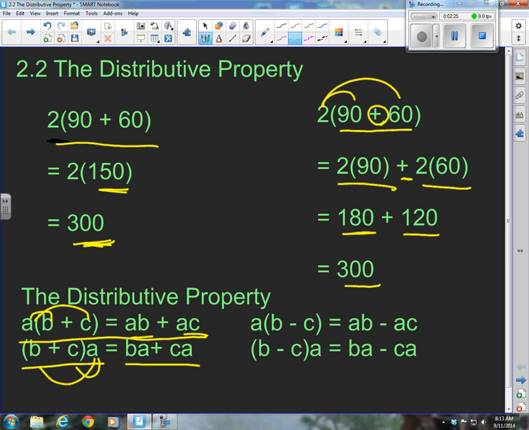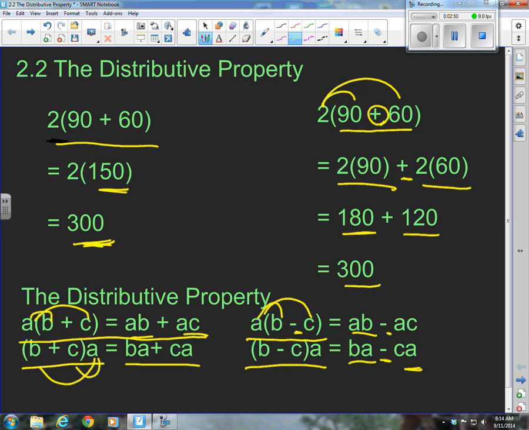If it's a subtraction, no problem. A times b minus, right here, a times c. We just use the sign that's in between them, okay? And if the a is on the other side, not a big deal. We do the same thing. A times b, or b times a, minus c times a. Okay, basically we're multiplying what's outside the parentheses by each thing inside the parentheses. That's what we're doing. That's the distributive property.